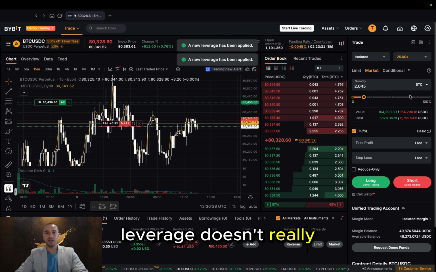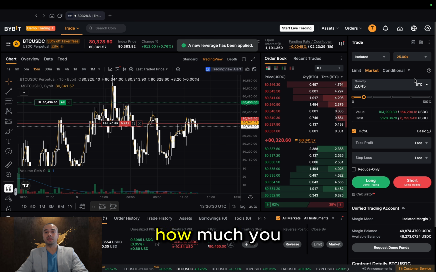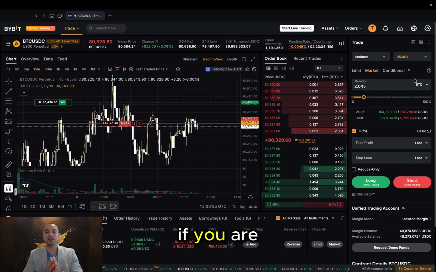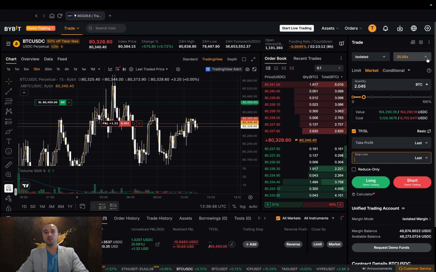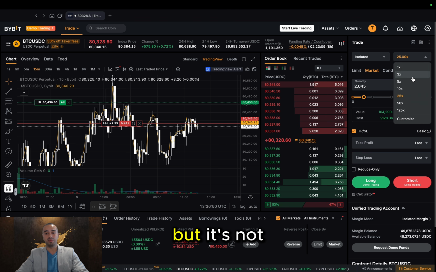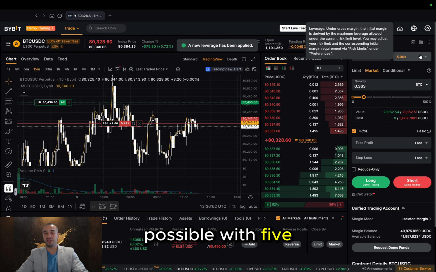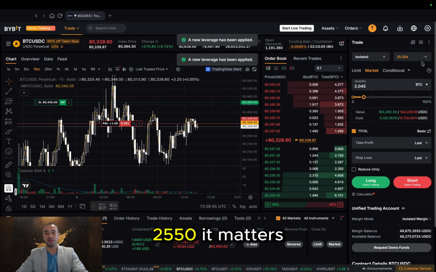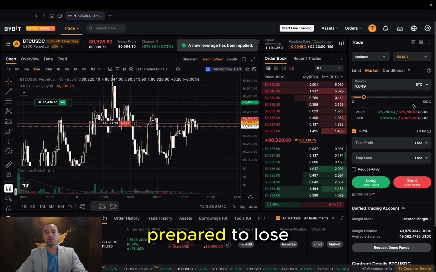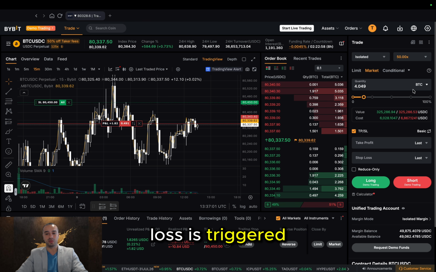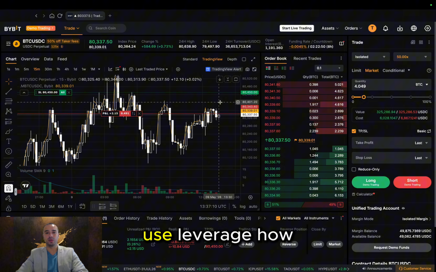Leverage doesn't really matter. What matters is how much you will lose if your stop loss triggers, if you are wrong. So always set up your stop loss before you open a position. Let's say you want to risk $100, but it's not possible with 5 leverage, so go put 25, 50. It matters how much you will lose, and you are prepared to lose when your stop loss is triggered. That's how we use leverage.